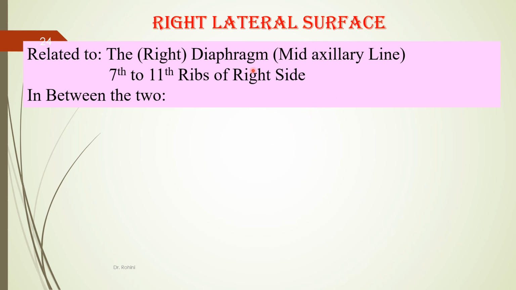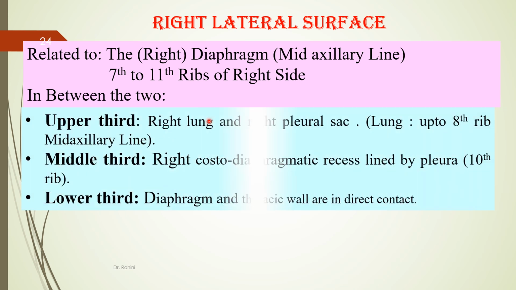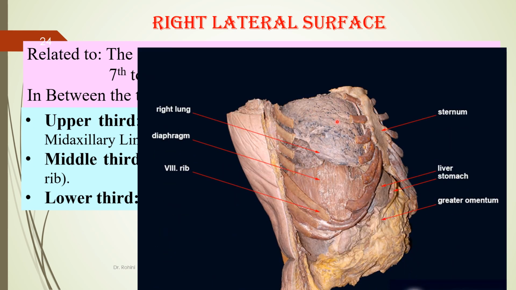Now, after the anterior surface, the right lateral surface is related to the diaphragm in the mid-axillary line, and outside the diaphragm we have ribs. It extends from the 7th to 11th ribs on the right side. But in relations, we can divide this right surface into upper one third, middle one third, and lower third. In the upper one third, it is related to the right lung and right pleural sac, because the lower border of the lung corresponds to the 8th rib. So below the 8th rib, we'll have only pleura, which is forming the right costodiaphragmatic recess, up to the 10th rib, and below that it is related directly to the liver and to the diaphragm and thoracic wall. You can see here, this is your lung with the pleura. Here comes the pleura also, which is not shown in the image.